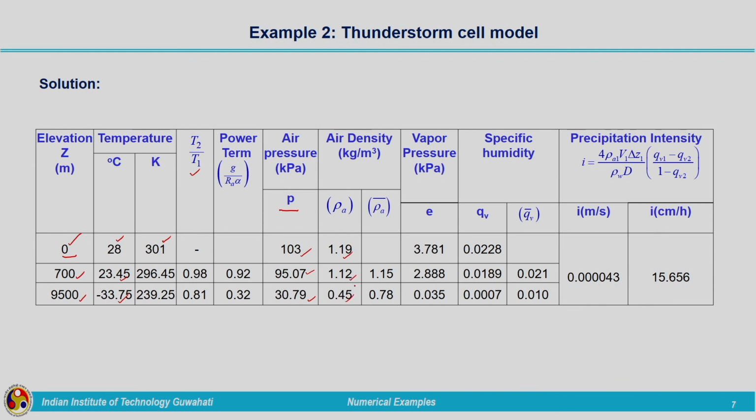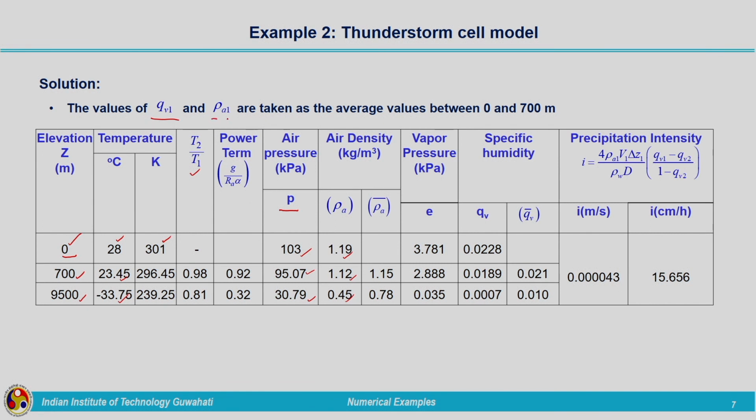Now, what we are going to do: we have section 1 and section 2, the uplift region and the outflow region. This way our thunderstorm cell is schematized. In that, we need the values corresponding to specific humidity and air density, all at section 1. But at section 1 it varies from 0 to the cloud base, up to 700 meters.